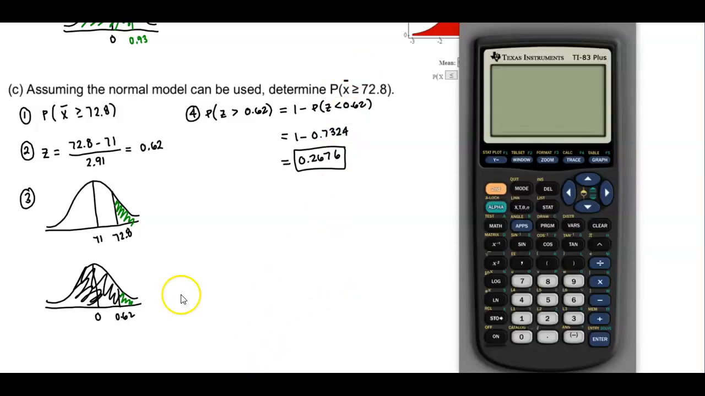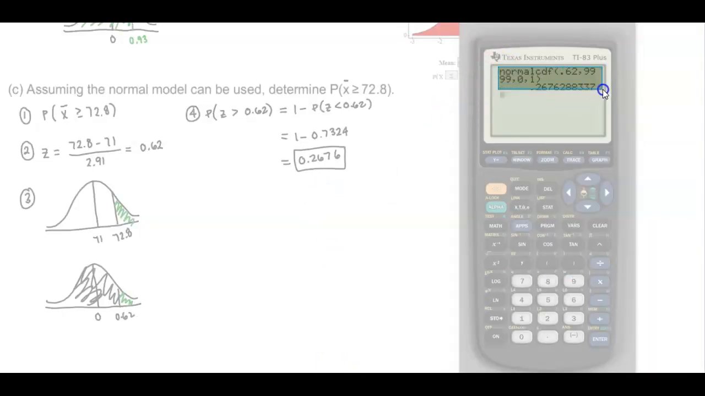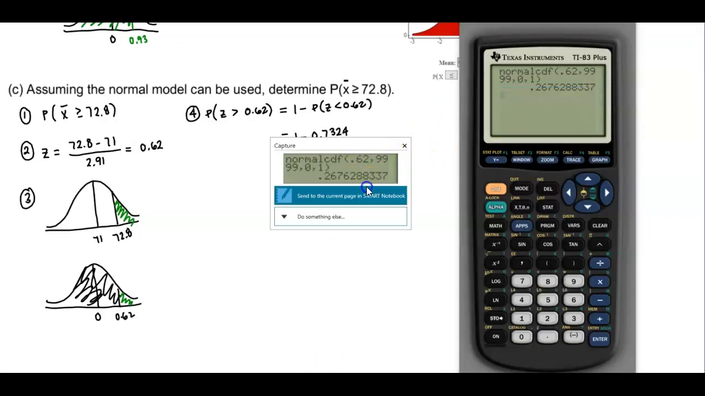Now how would we use this for our calculator? Again, we're looking for the area to the right of this. So we would use the normal CDF, where our lower bound is 0.62 and our upper bound is 9999, since we're looking for the area in the green, with a mean of 0 and a standard deviation of 1. And there you can see what we get from using our calculator.